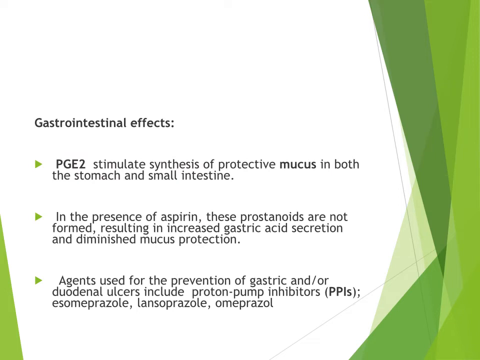The gastrointestinal effect: we said prostaglandin E2 can stimulate the synthesis of protective mucus in both the stomach and small intestine. In the presence of aspirin, these prostanoids will not be formed. This will result in increased gastric acid secretion and diminished mucus protection. One of the drugs used to resolve this problem: now, if we have a patient who has to use aspirin or other NSAIDs, and he has a problem with increased acid secretion with these agents, we can give him a group of agents called proton pump inhibitors. These drugs mainly inhibit gastric and duodenal ulcers, so they will prevent this side effect associated with the use of non-steroidal anti-inflammatory agents.